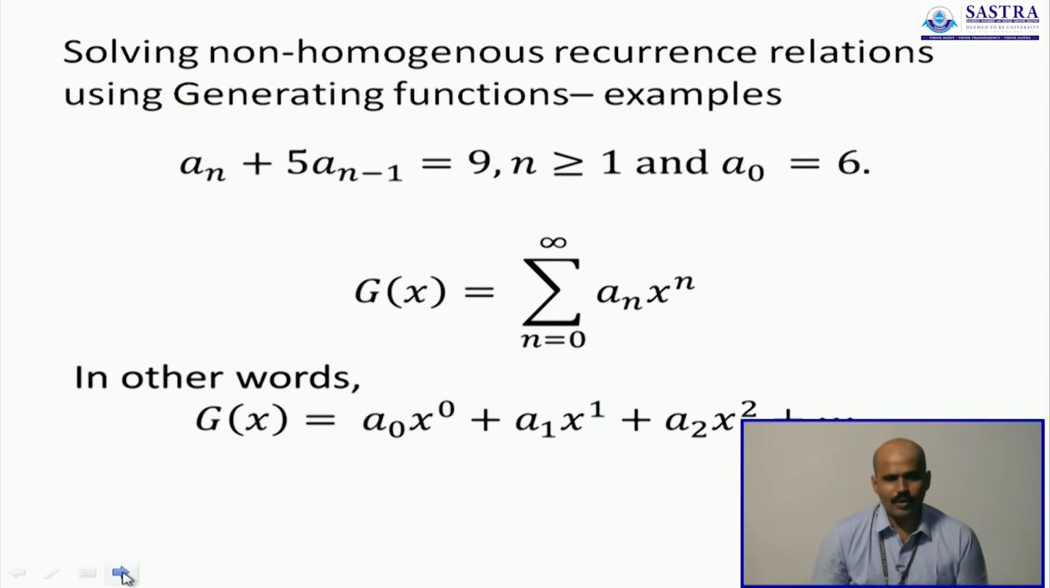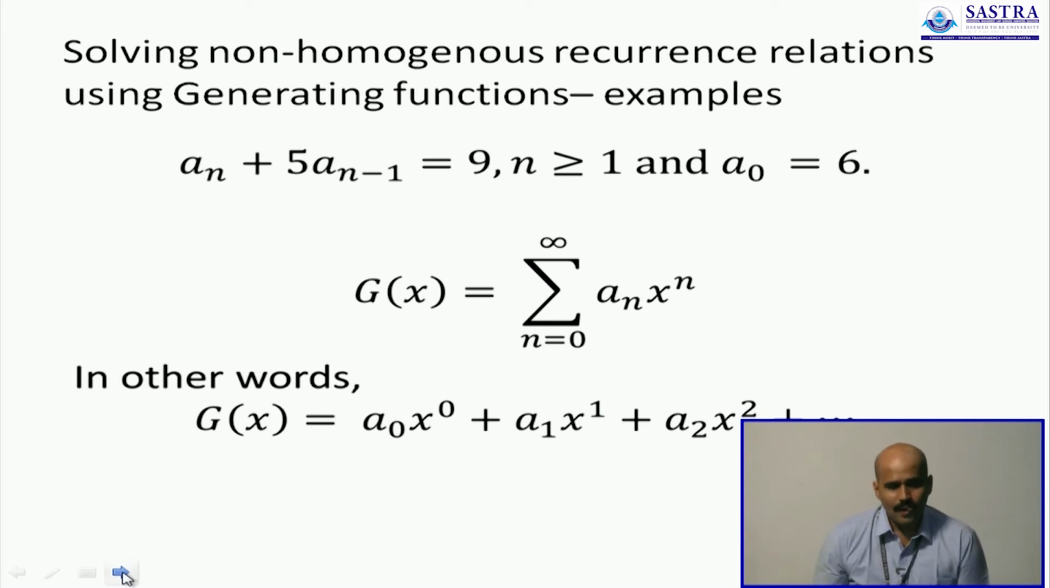To give you one more example, let's consider another simple recurrence relation. This is once again of order 1. This is once again non-homogeneous, and this is once again a linear recurrence relation. We have already solved this, but we solved this using the simple algorithm. This time around we will solve it using the generating function.